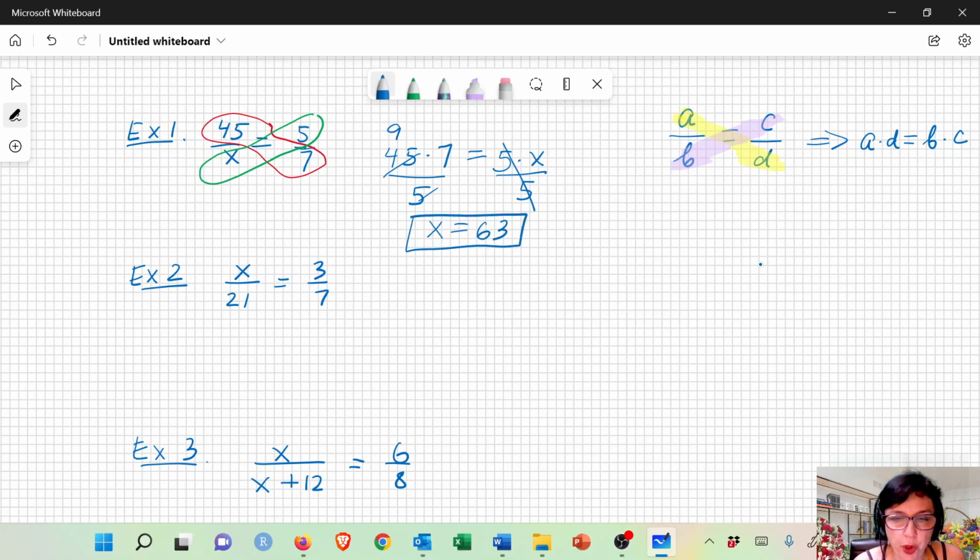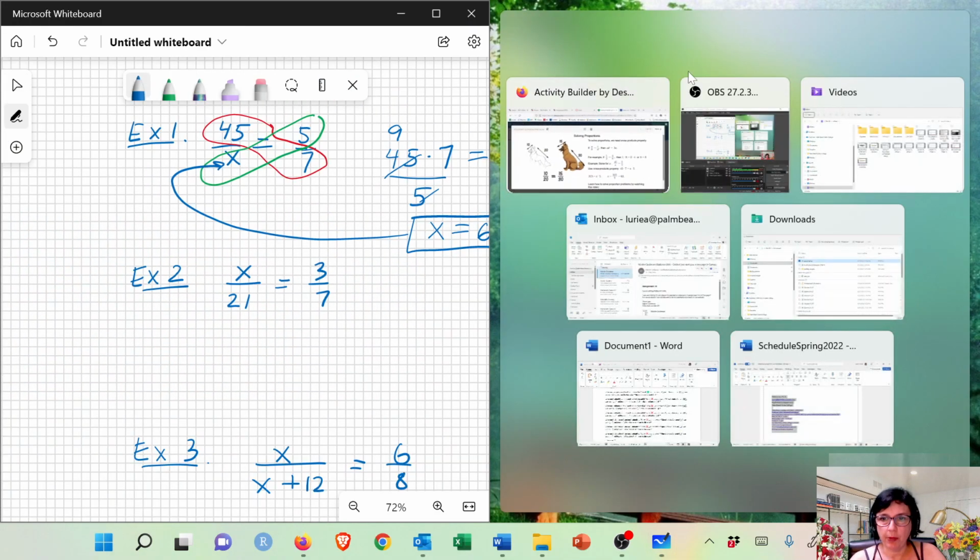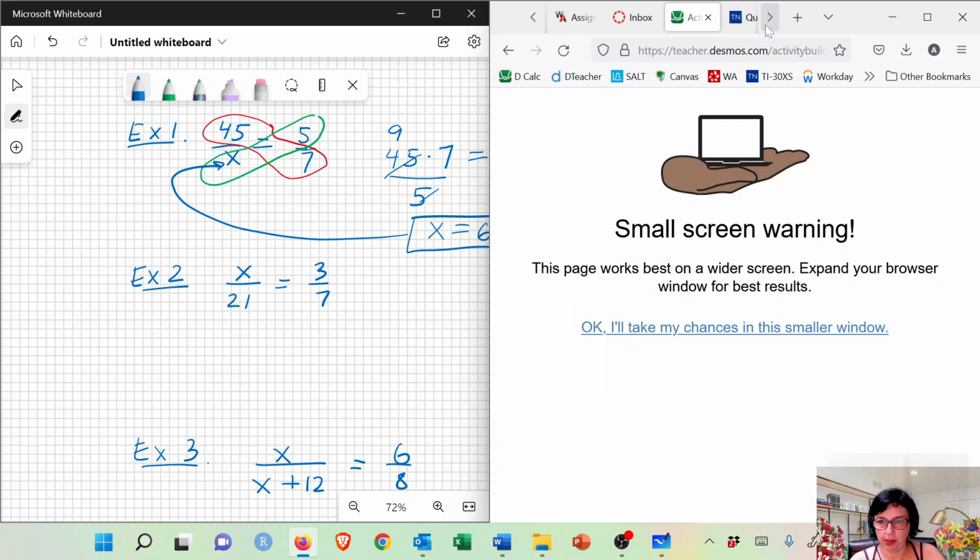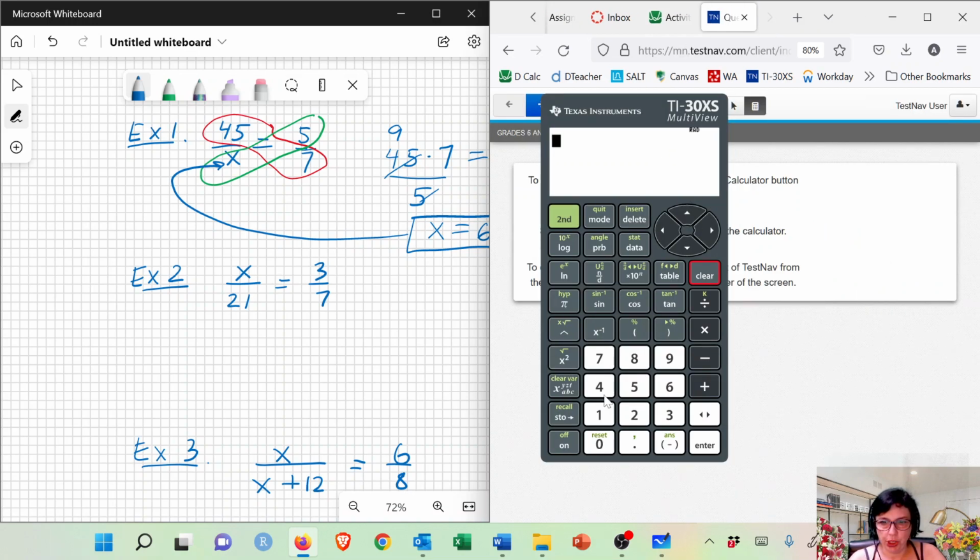Now, before you move on, you should always plug the value of x back into your equation and see if you get the same answer. So I'm going to have the calculator on the other side. Just to show you, 45 divided by 63, you compute that. You plug the 63 into the left-hand side. You can also switch it to a fraction if you want, but you don't have to. And then also do the right-hand side. 5 divided by 7, as you can see, is the same thing. So I know that I got it right.